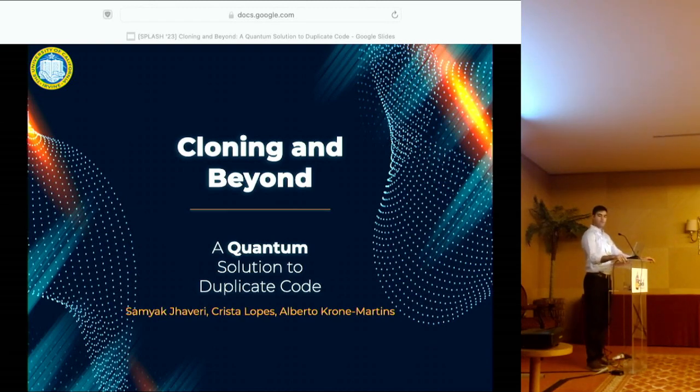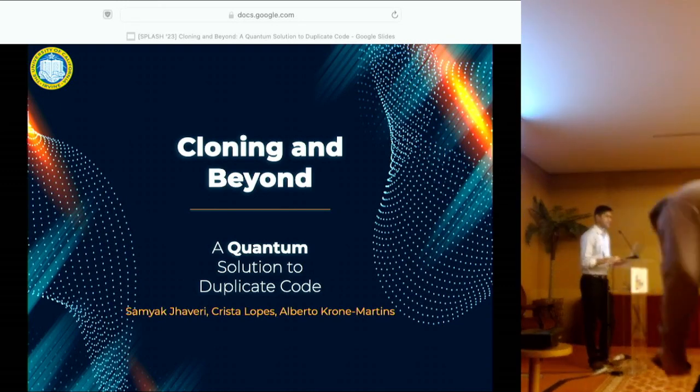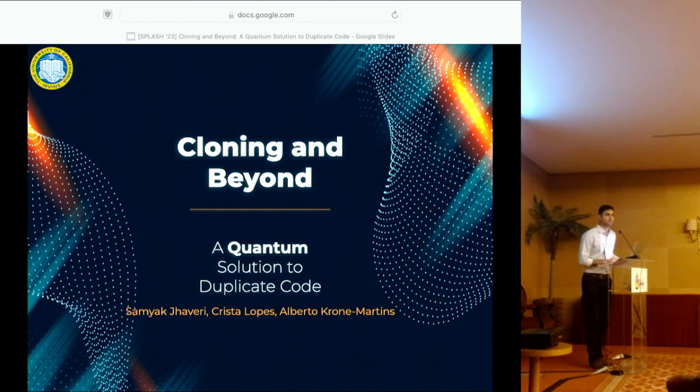We begin with the first talk by Samyak Jhaveri on a quantum solution to duplicate code. Hi, everyone. Thank you so much for coming to my talk, first conference. So I'm here to talk to you about our most recent research paper, Cloning and Beyond, a quantum solution to duplicate code. Many of you know about code clone detection and duplicate codes, but here we are trying to present a quantum twist to not just code clone detection, but expressing software engineering problems in general as optimization problems to be solved on quantum computers.